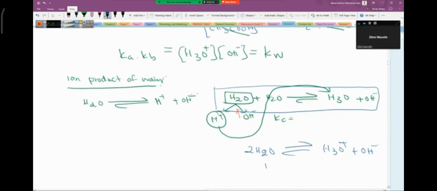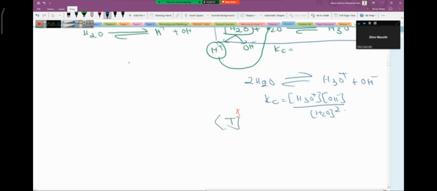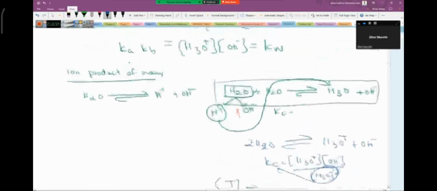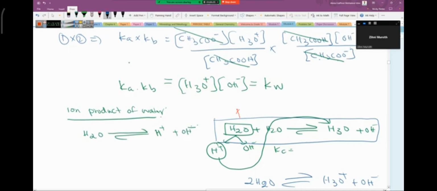Now I can write Kc is equal to H3O plus concentration times OH minus concentration divided by H2O concentration squared. When the temperature is constant, the water's concentration is constant. So I multiply by Kc: Kc into H2O concentration squared equals H3O plus concentration into OH minus concentration. This expression is Kw, the ionic product of water. So Kw is equal to H3O plus concentration times OH minus concentration.